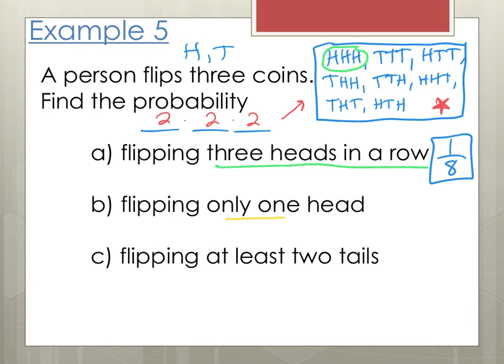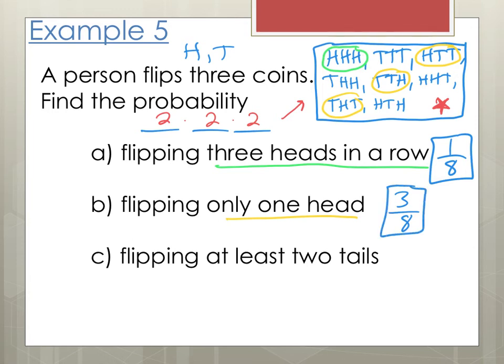Flipping only 1 head would be if I see 1H in our sample space, and it looks like that's 1H, here's another 1H, and the last one, there's 1H. So it looks like we have 3 total, 3 out of 8. That would be our answer here.